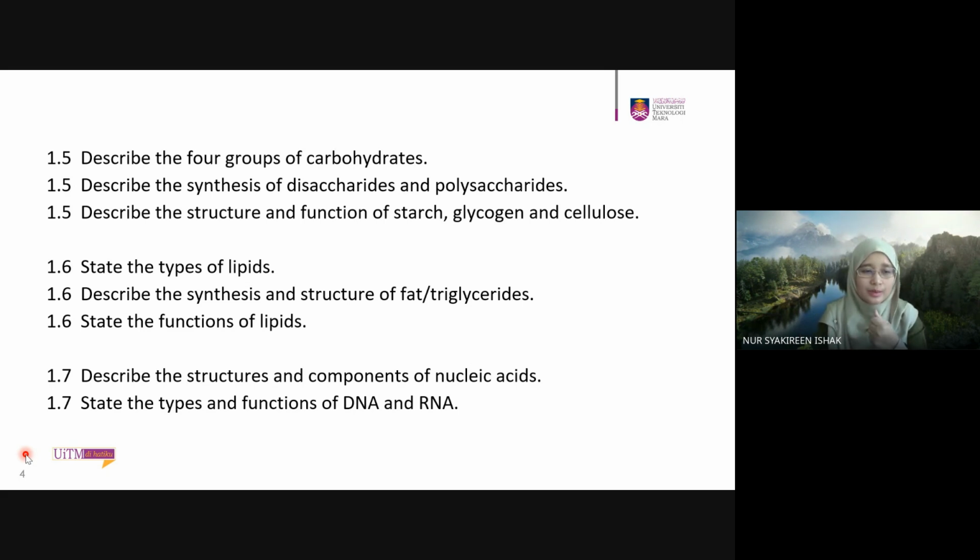Okay, and then 1.7, describe the structure and components of nucleic acids. Okay, so for nucleic acids, the monomer is the nucleotide. The nucleotides for RNA and for DNA are different. For example, in the structure of the nucleotide there is a pentose sugar. The nucleotide is composed of a phosphate bonded to a 5 carbon sugar and then to a base. So the 5 carbon sugar for DNA and RNA is different.